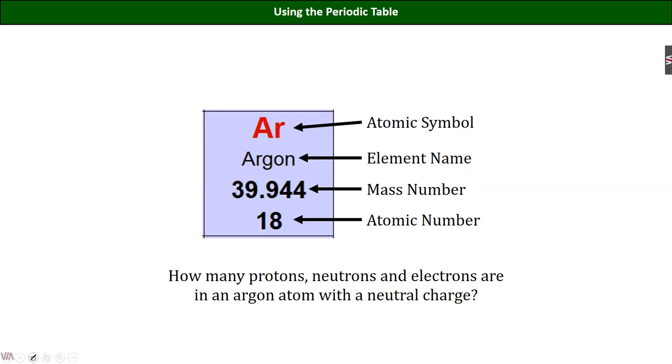So, if we have an argon atom, it's neutrally charged. How many protons, neutrons, and electrons do we have?